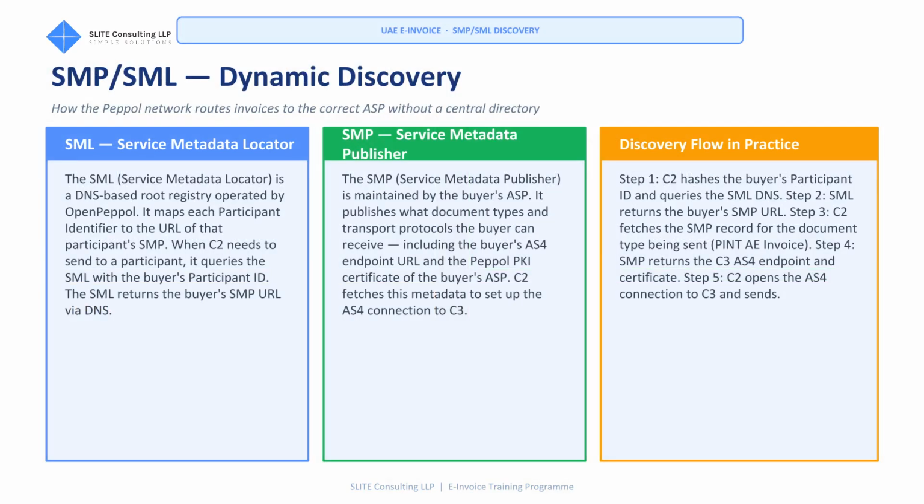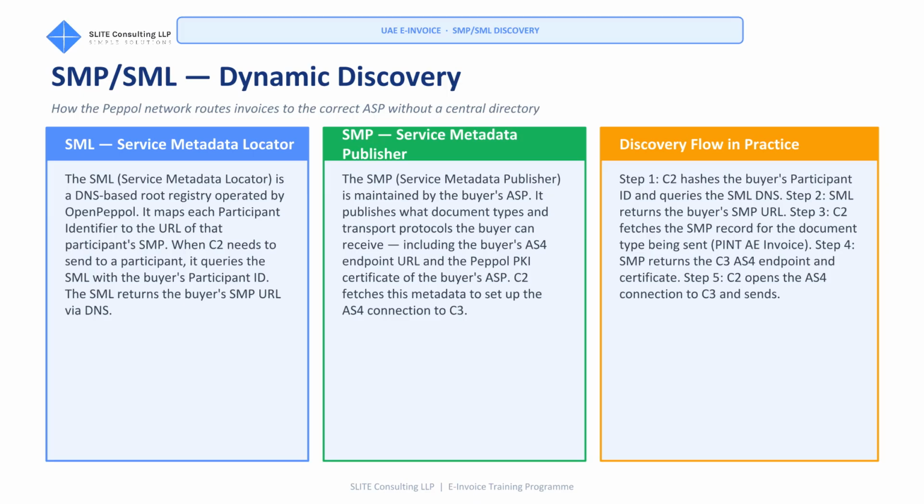PEPPOL has no central directory of who can receive what. Instead, it uses a two-tier dynamic discovery system. The SML, Service Metadata Locator, is a DNS-based route operated by OpenPEPPOL. It maps every participant ID to the URL of that participant's SMP record. The SMP, Service Metadata Publisher, is maintained by each buyer's ASP and publishes the document types and AS4 endpoints that buyer can receive.